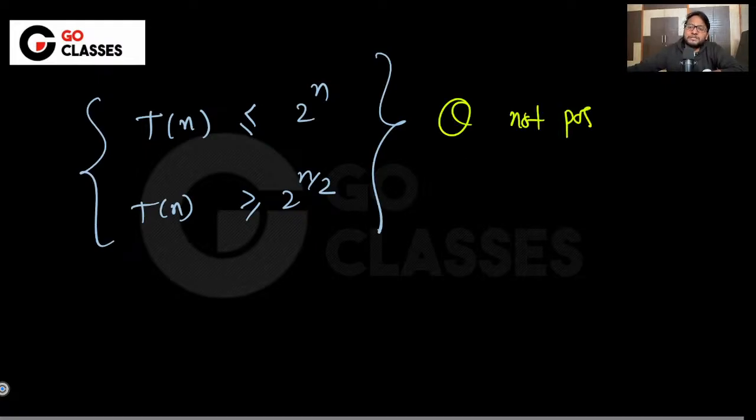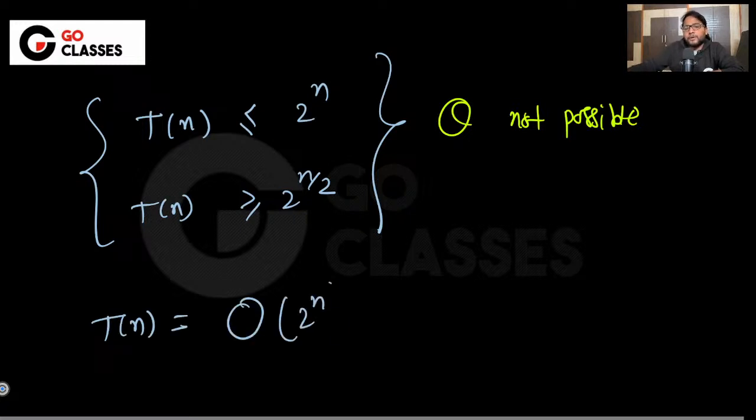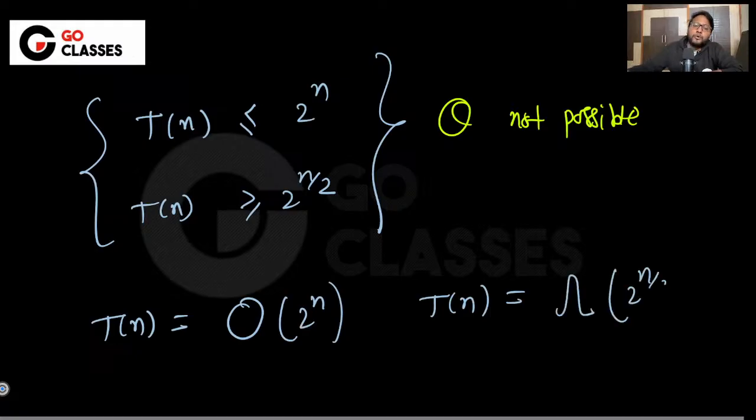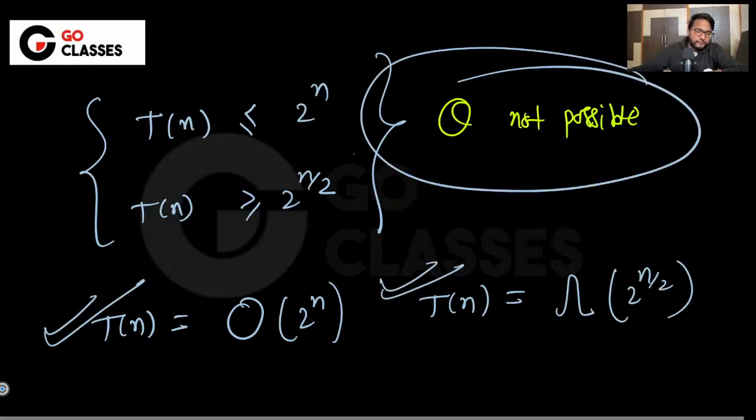So what is the time complexity? You can say that because of lesser than equal to, Tn is order of 2 power n, or because of greater than equal to, Tn is big omega of 2 power n by 2. So both are the correct answer. Either you say this, but theta is not possible.